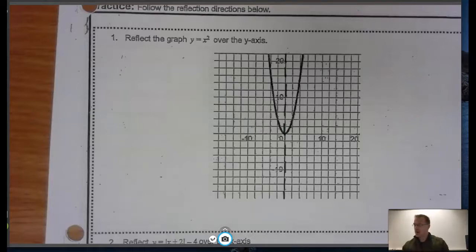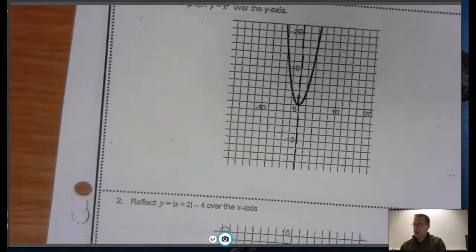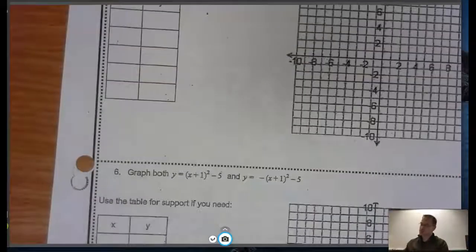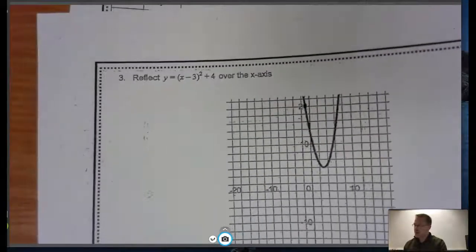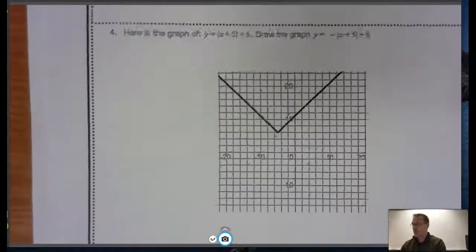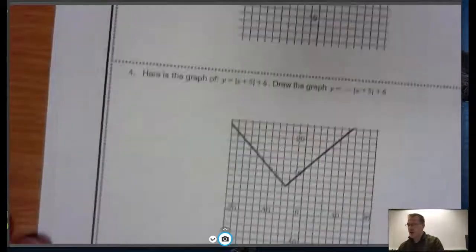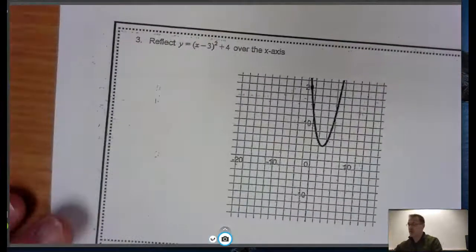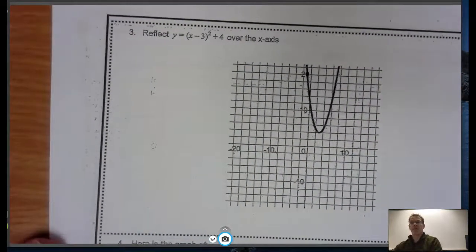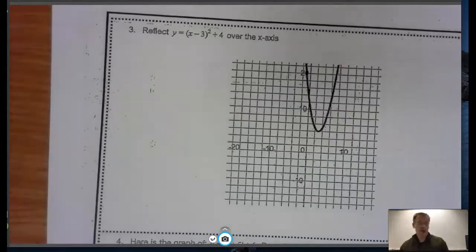Now let's look at problem number 4. So we're going to skip here. I'm going to give you one of each type of reflection here. Actually, let's do problems 3 and 4 together. So let's go up to 3 here, and we're going to reflect this over the x-axis.